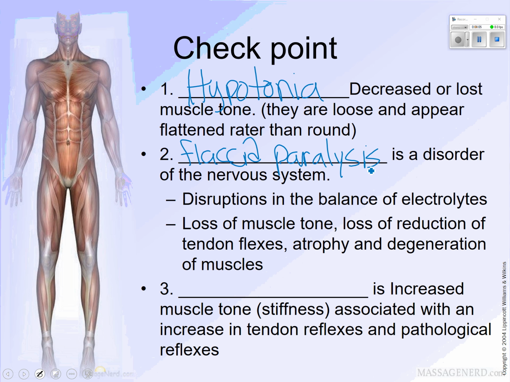Number three, blank is an increased muscle tone or stiffness associated with an increase in the tendon reflexes and the pathological reflexes, and that's spasticity.